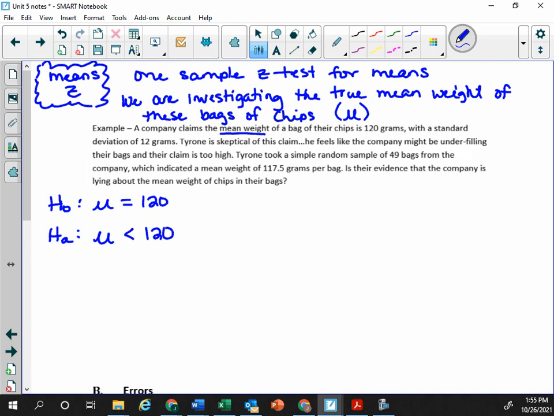Now, a lot of the times, not every time, but look at your sample. Our sample mean was 117.5, right? That is less than 120. It's a good clue that we're probably testing that this is less than 120. It won't always work out like that, but most of the time it does. Your x bar can kind of guide you with what your alternative is, what you're looking for there. Okay. All right, let's also check our conditions right here.